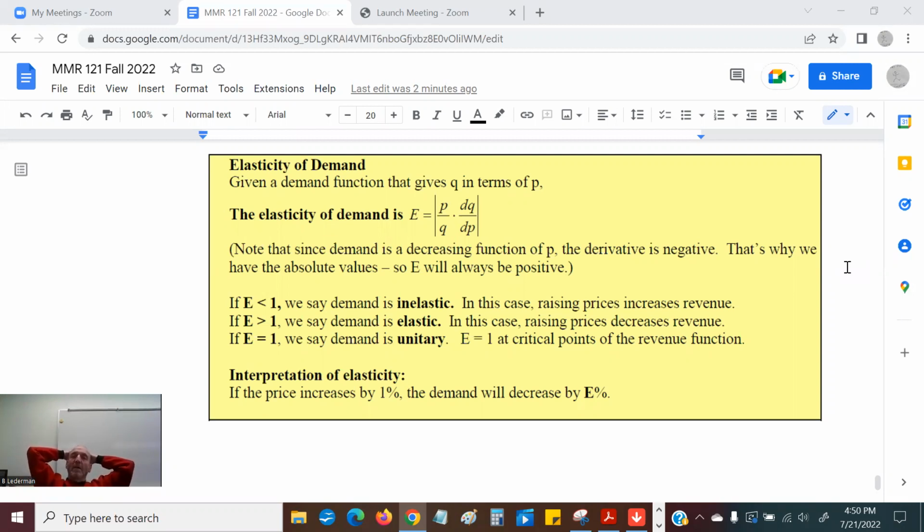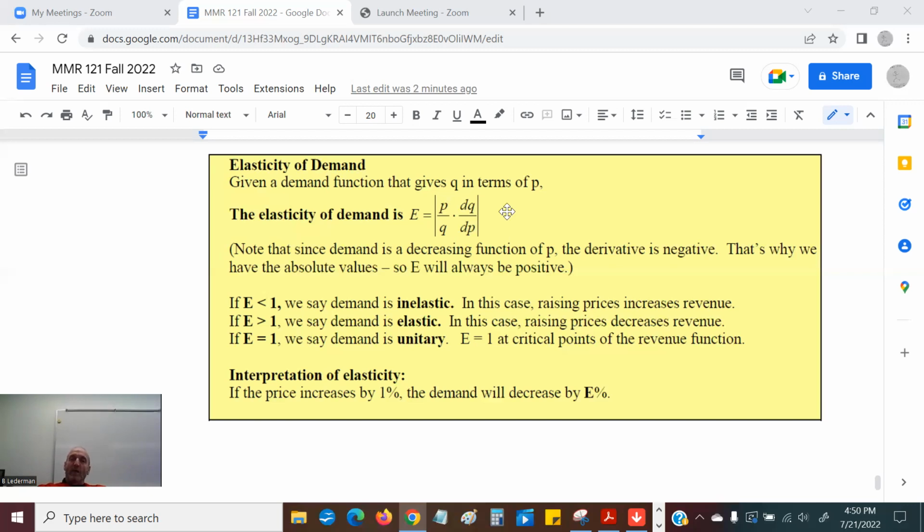The elasticity of demand is capital E, and that's the absolute value of P over Q times dQ/dP. Now, why the absolute value? Because demand is a decreasing function of price. When the price goes up, the demand goes down, and vice versa. Since the derivative is going to be negative, we want the absolute value on it, so E is always positive.